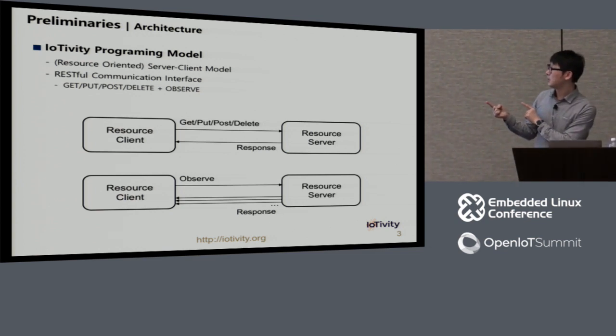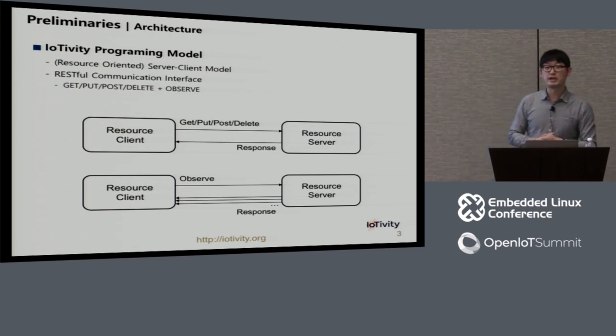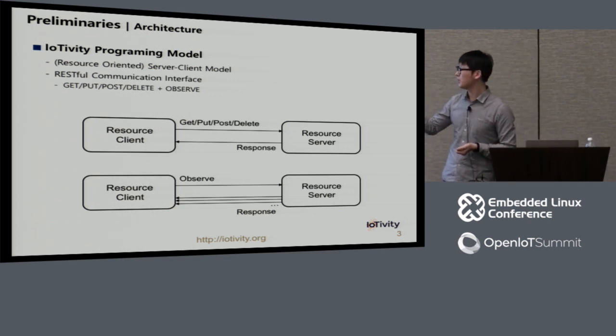And IoTivity provides a RESTful style of interface, which is similar to the web interface. Those are the get, put, post, and delete. And there's one extra request type, which is Observe. Observe is a get request with a special flag, which is the Observe flag. So if the client sends the get request with the Observe flag to the server, then the resource server keeps the request inside and uses the information captured in that request, which is the access point of the client, in order to send a notification whenever there's some status change in the server.